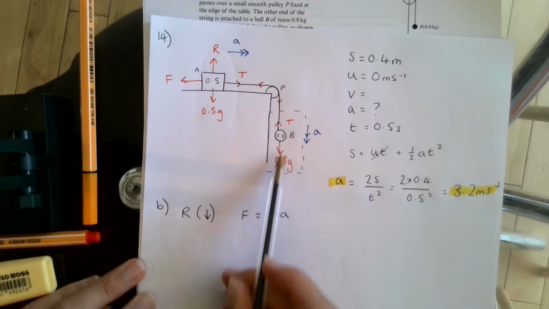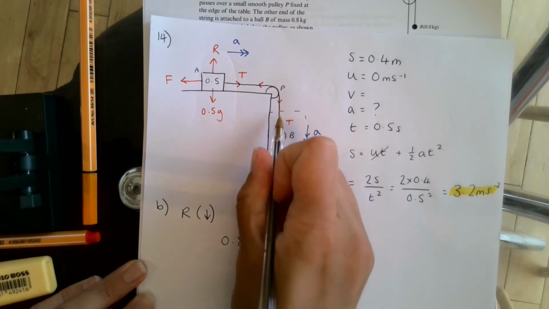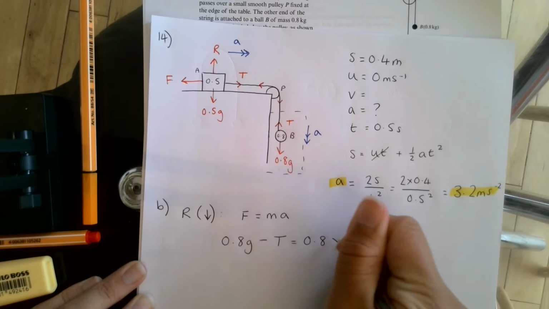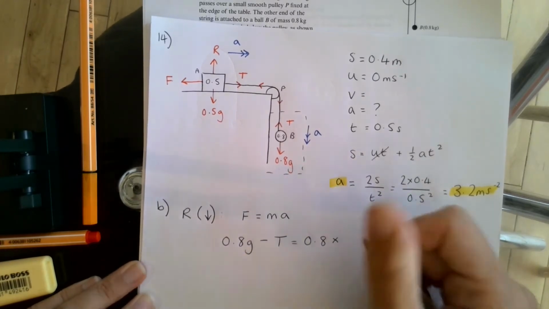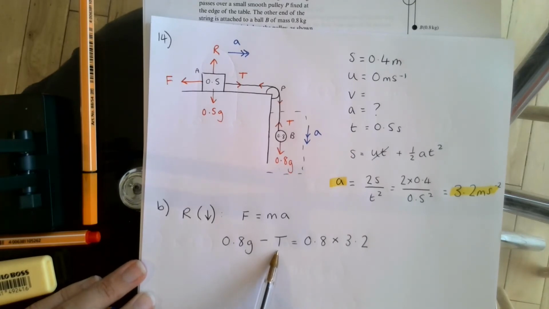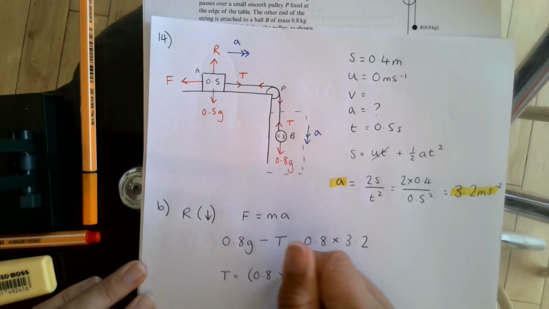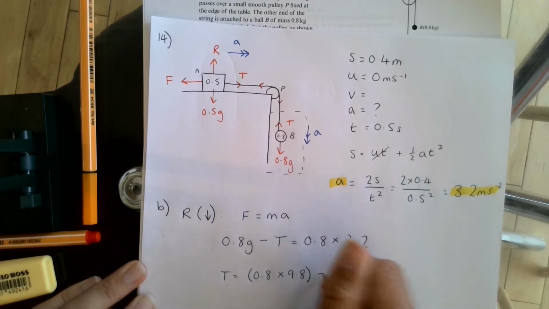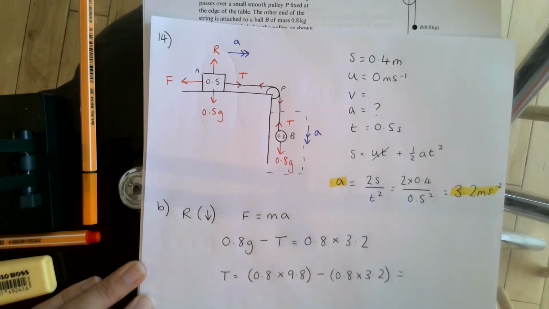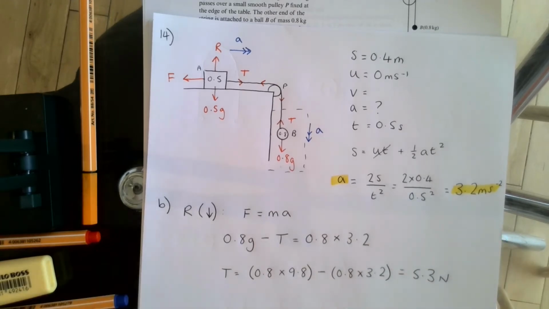So to work out the resultant force downwards, I've got 0.8 G downwards. I need to take away the tension because that's upwards. And that's going to be equal to 0.8 times the acceleration, which is 3.2. And I just need to rearrange this to find out what T is. So I will get that T is equal to 0.8 G, so 0.8 times 9.8, take away 0.8 times 3.2. And that gives me a tension of 5.3 newtons.